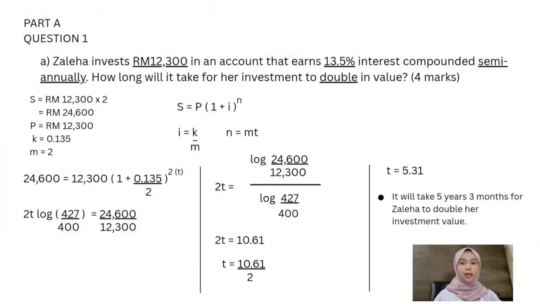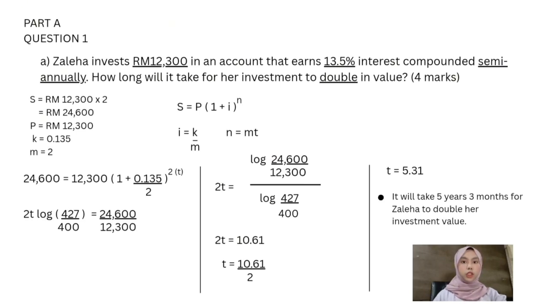Part A, Question 1. Zaliha invests RM12,300 in an account that earns 13.5% interest compounded semi-annually. How long will it take for her investment to double in value? We will use the formula S equals P(1 plus i) to the power of n. S is 12,300 times 2 equals 24,600. P is 12,300. K is 13.5%, which is equal to 0.135. M is 2 because of semi-annually. And we have to find T.